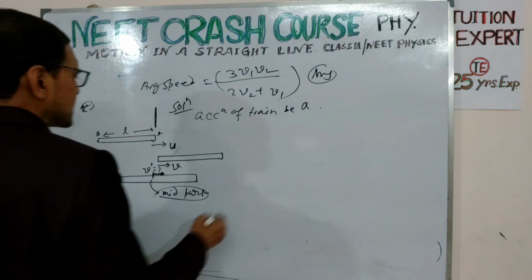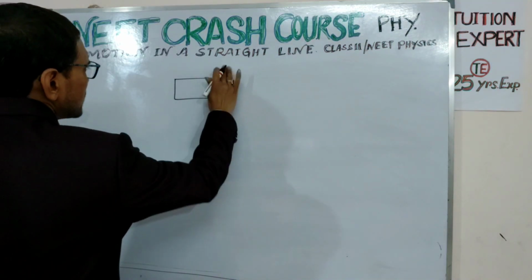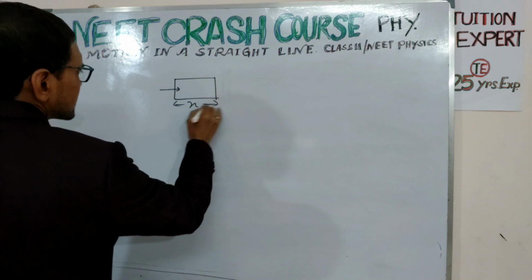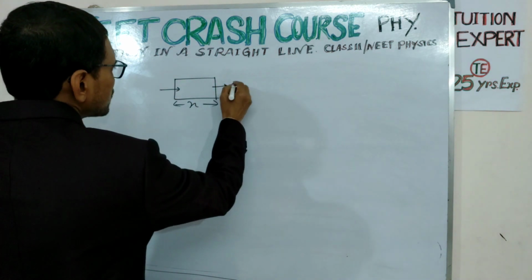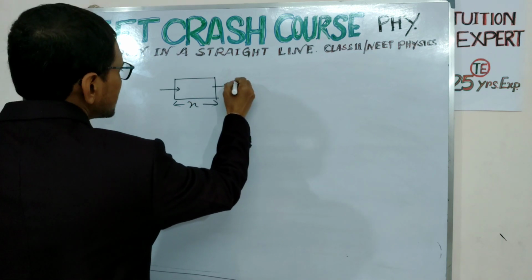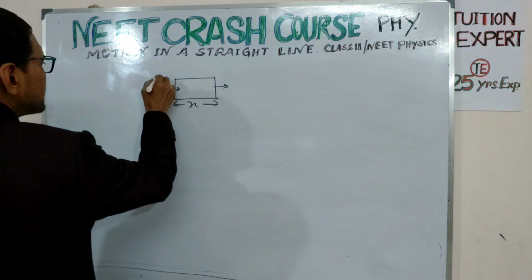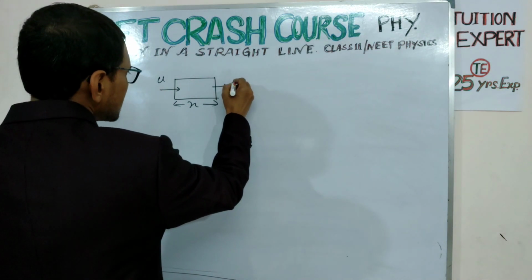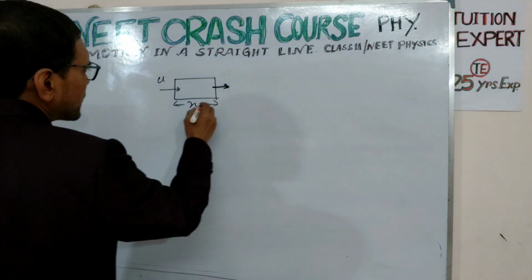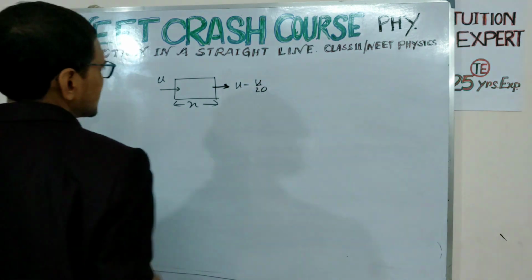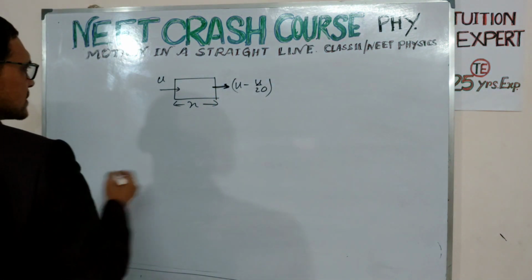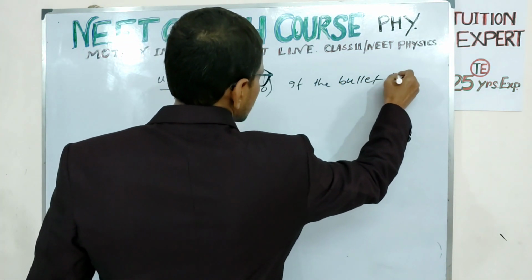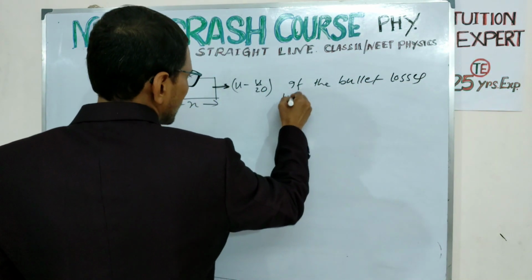So here we can write the equation. Suppose a bullet crosses a plank, and after crossing the plank, the bullet loses its speed by 1/20th part. That is, if the bullet enters with velocity u, then the velocity after crossing one plank becomes u minus u by 20.